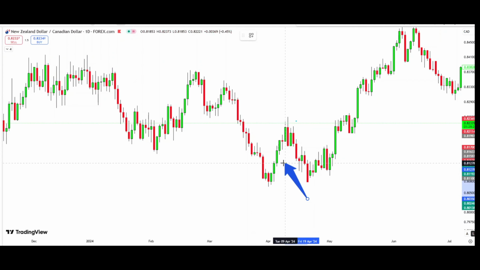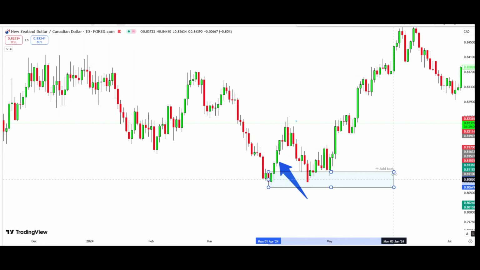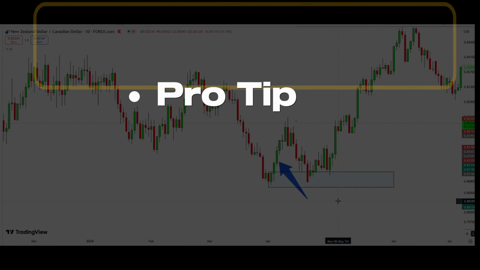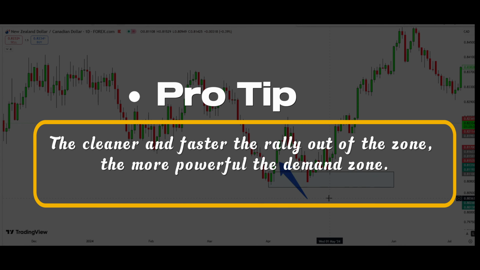Since this is a large, aggressive upward move, we are going to draw a demand zone. So what we want to do is find the red candle right before the aggressive buying, which is right here. Then you want to draw a rectangle from the top of the last bearish candle's wick, or the lowest consolidation candle, to the bottom wick of that candle. Then extend the zone forward all the way up here, like this. So now, the area between these two lines will become the demand zone. Pro tip: the cleaner and faster the rally out of the zone, the more powerful the demand zone.